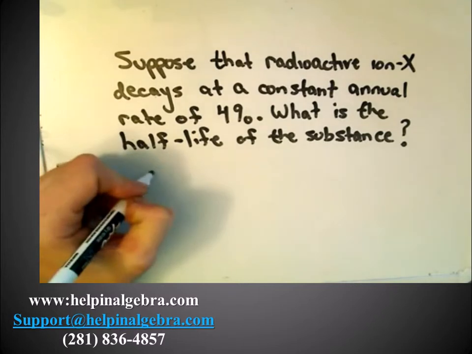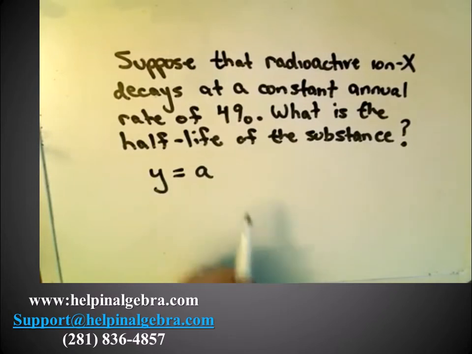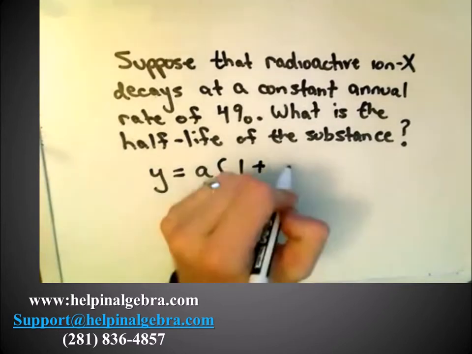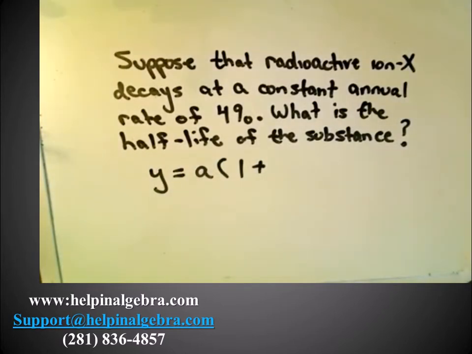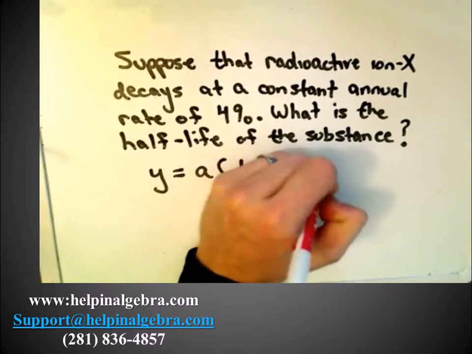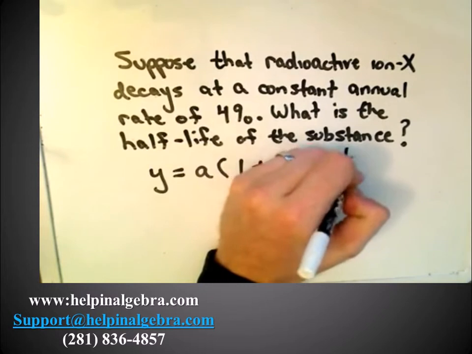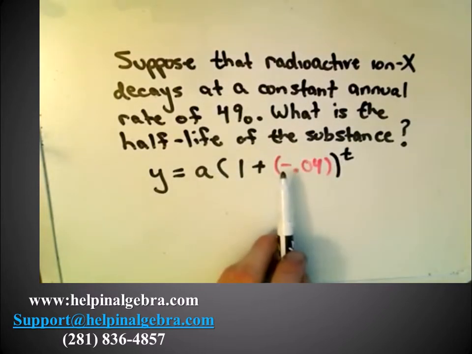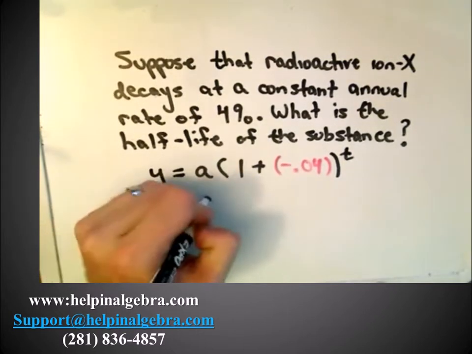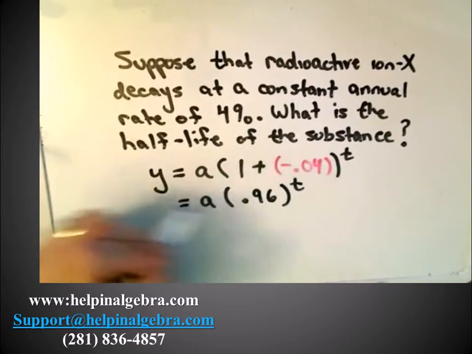So I know the general form of my equation is going to be the initial amount. Well, in this case we don't have an initial amount given, we'll just call it a. Now the rate in this case is actually, it decays at a rate of 4%. So that means that our annual growth rate is actually negative 0.04. Okay, so this is going to be our annual growth rate in this case. The negative indicating that it's decreasing by 4%. Okay, so here I would just simplify this down, and we would get 0.96 raised to the t power.